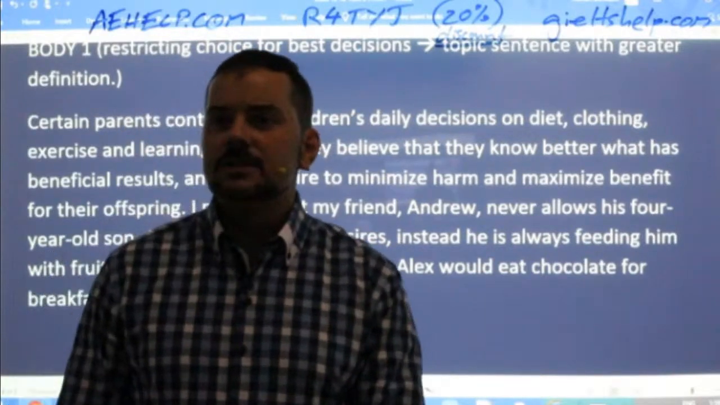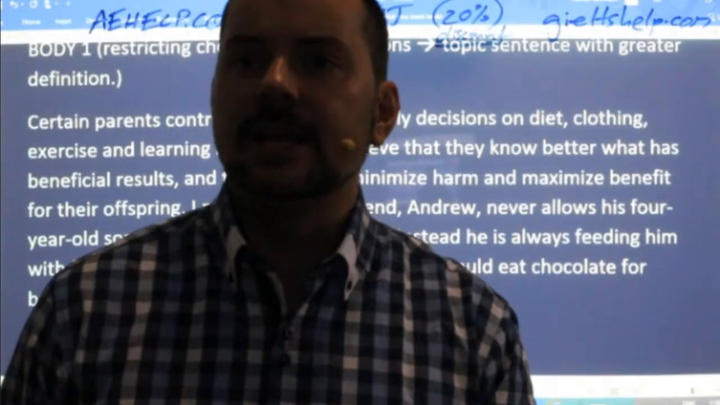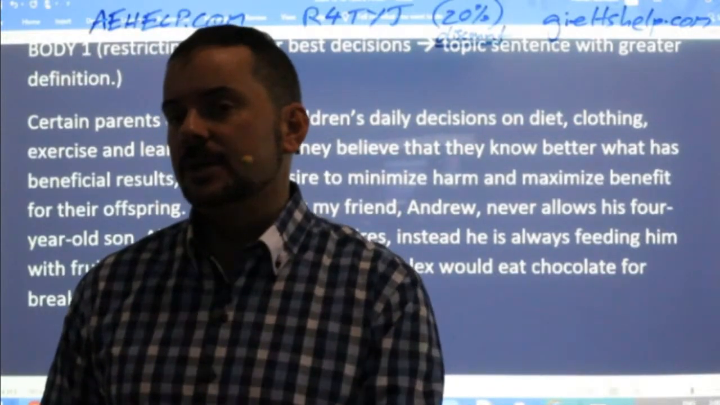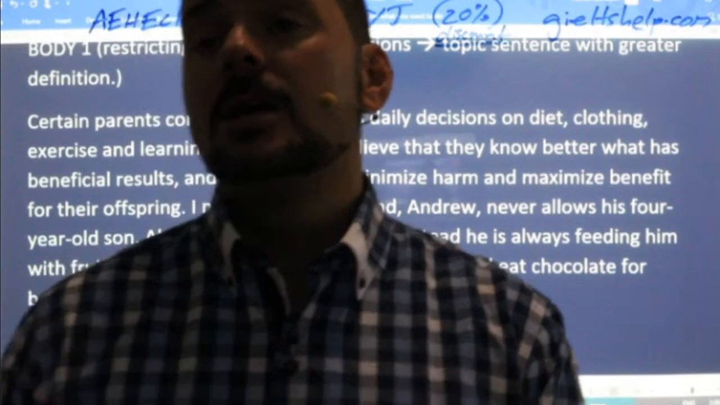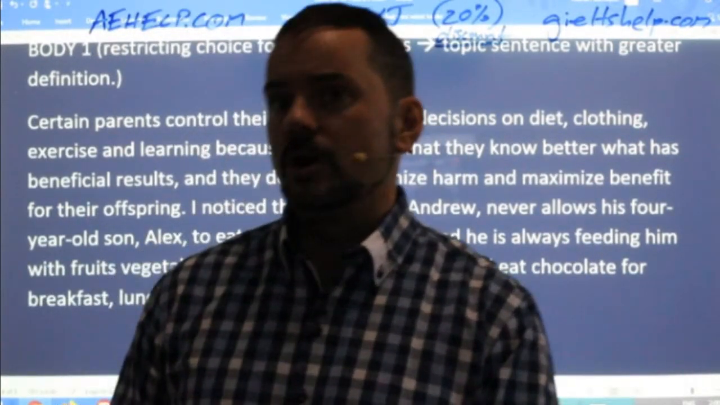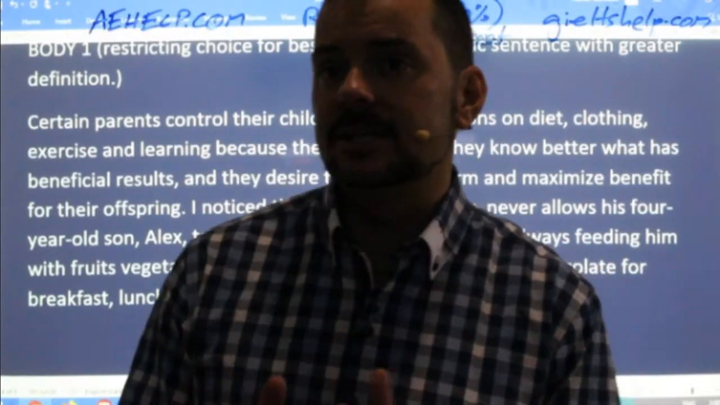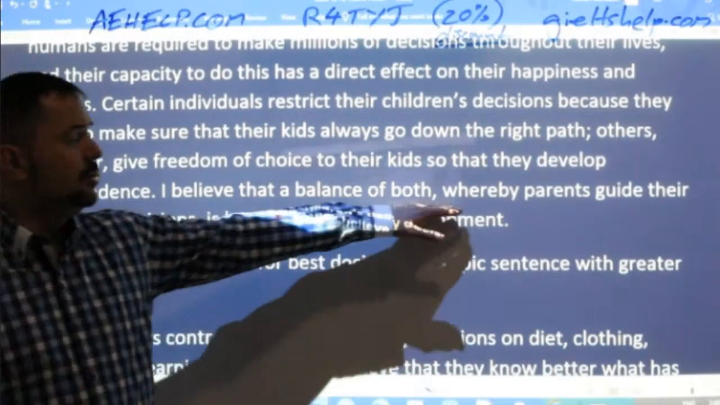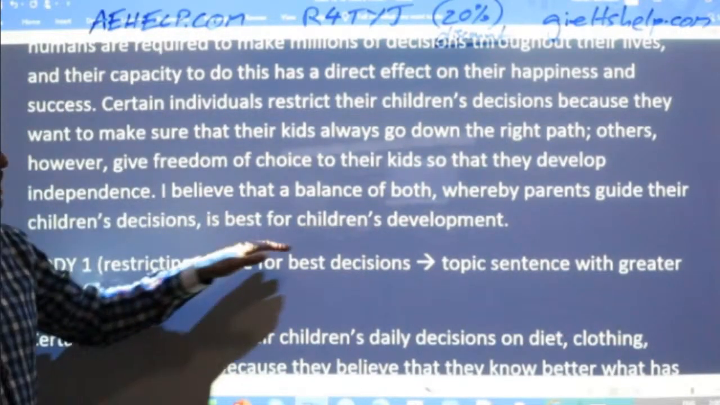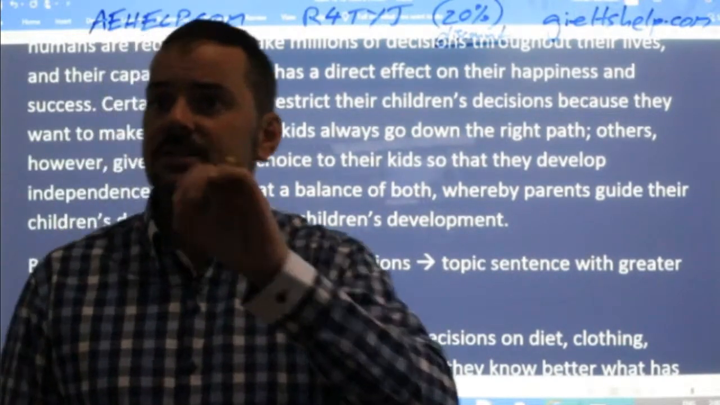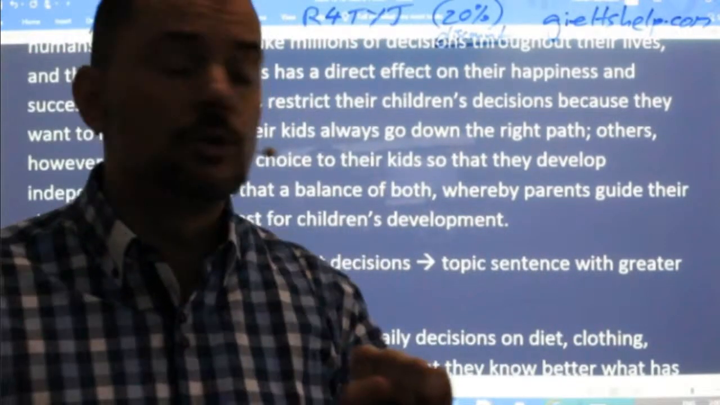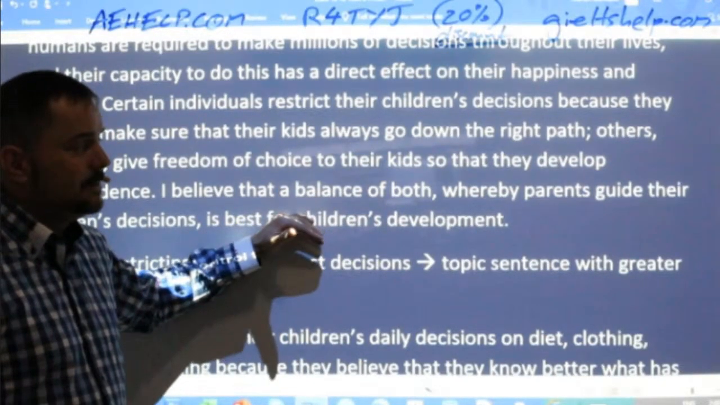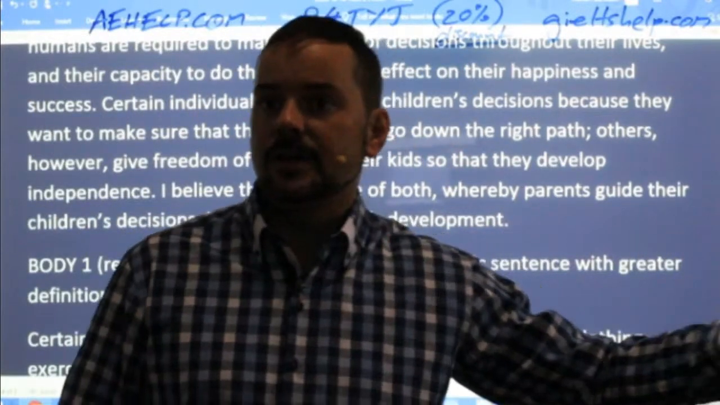She always fulfilled my wishes by making healthy food. And this way, I can say that I was healthy because of her care and instructions. Sammy, careful with that. I think you have a really good example. However, Sammy, I think your example should be saved for the third body paragraph where we talk about guided decisions. I don't know if you caught the thesis, Sammy, but remember the thesis? I believe that a balance of both, whereby parents guide their children's decisions, is the best for their development. And I think that that's where your example is most accurate, okay? So careful, make sure that your example doesn't accidentally fit better with one of your later paragraphs, okay?